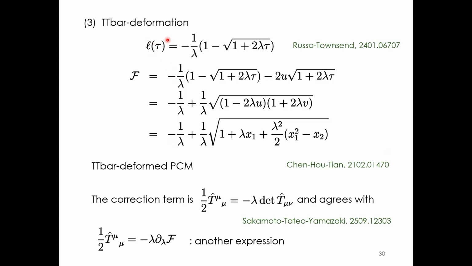Then let's see the TT-bar deformation case. By considering this L, we can evaluate curly F like this. Lambda is now a dimensionful parameter, so classical scale invariance should be broken. Then the trace of the energy momentum tensor is not zero. That is given by this one, the determinant of the energy momentum tensor. This expression was obtained in Sakamoto et al.'s papers, these ones.